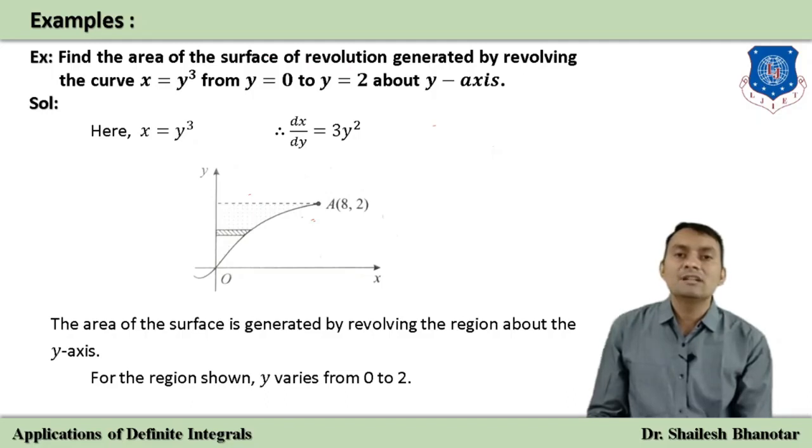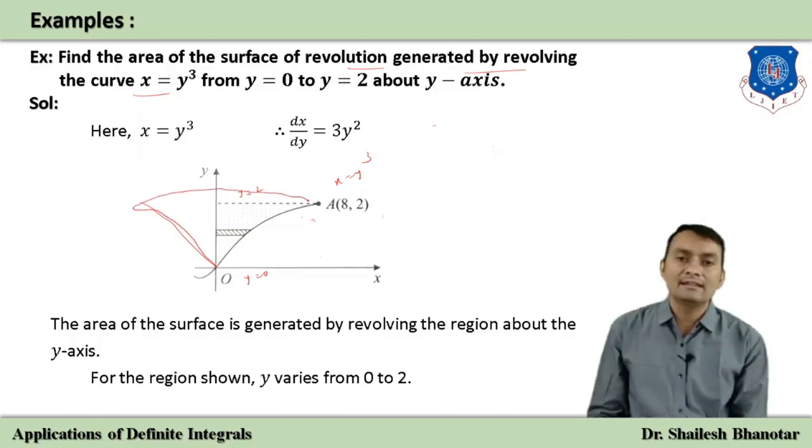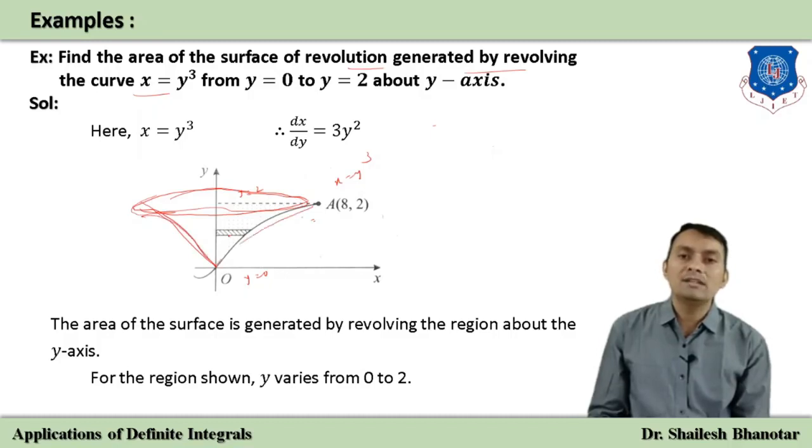Find the area of the surface of revolution generated by the curve x equals y raised to cube. So this is the curve x equals y cubed, from y equals 0, this is the x-axis, to y equals 2, about the y-axis. That means this is the y-axis, and when we revolve about the y-axis, you will get a shape like this. You can observe that we need to find the surface area of this solid. That means I'm just going to focus on this one boundary, the outermost part after revolving about the y-axis. But you just imagine it in 3 dimensions.